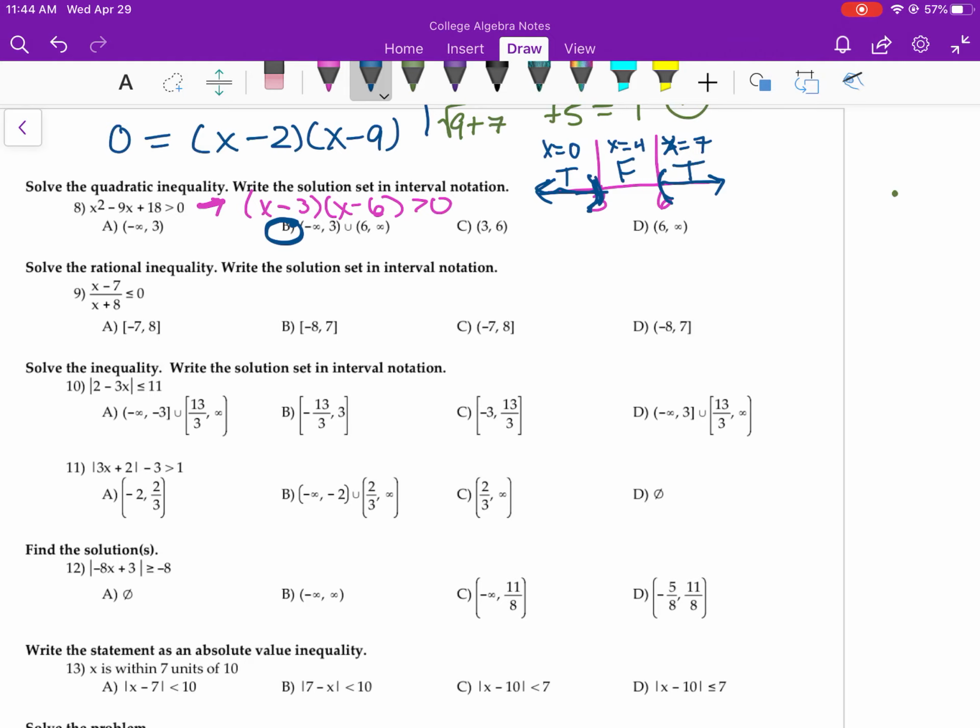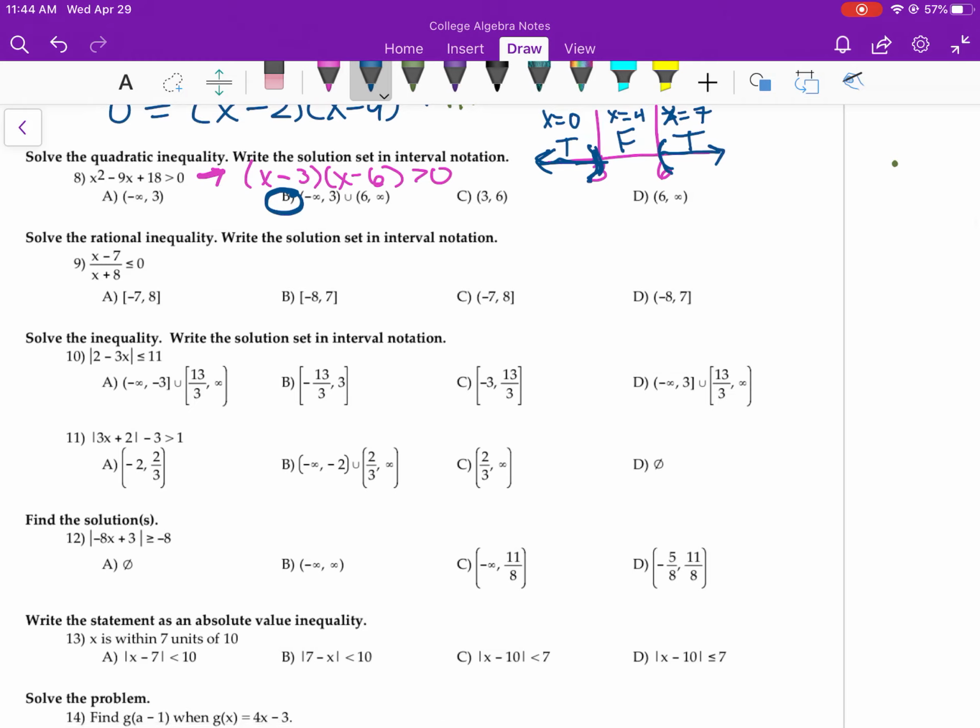Number 9. It's already set to 0, so I'm ready to go to my number line. I'm going to use 7 and -8 because that's where the top goes to 0 and the bottom goes to 0. All right, if I let x equal -9, I'll be here. If I let x equal 0, I'm here. And I'm sorry, if I let x equal 8, I'm on this side.